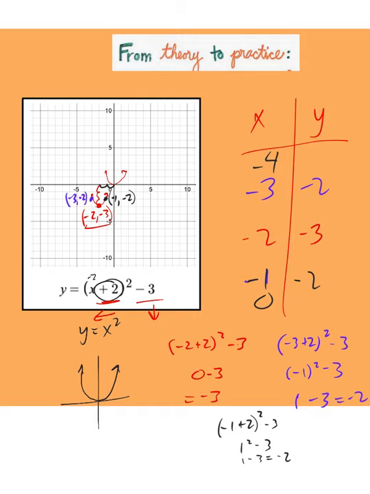So negative 4 plus 2 is negative 2. Negative 2 squared is 4. 4 minus 3 is 1. 0 plus 2, if I put 0 in here, is 2. 2 squared is 4. 4 minus 3 is 1, and so on. So you can see this is going to continue going up, just like our x squared graph that we're used to. It's just that it started 2 units to the left and 3 units down because of the original formula.